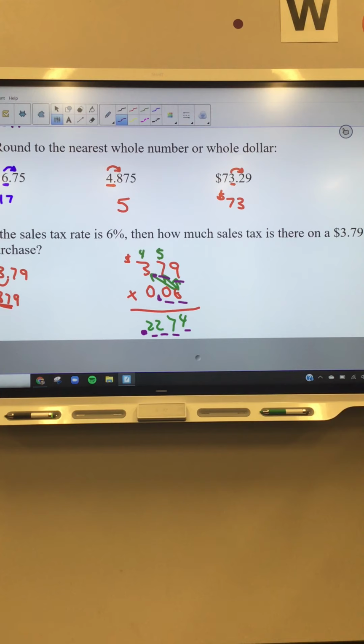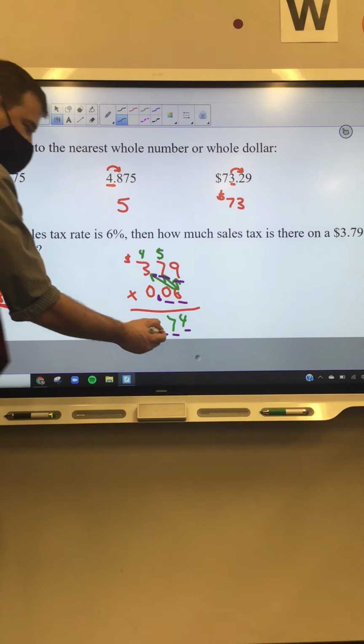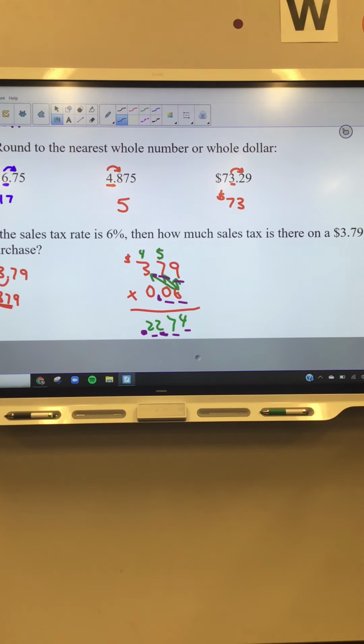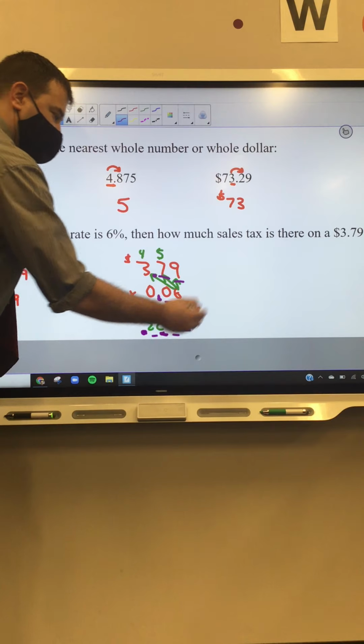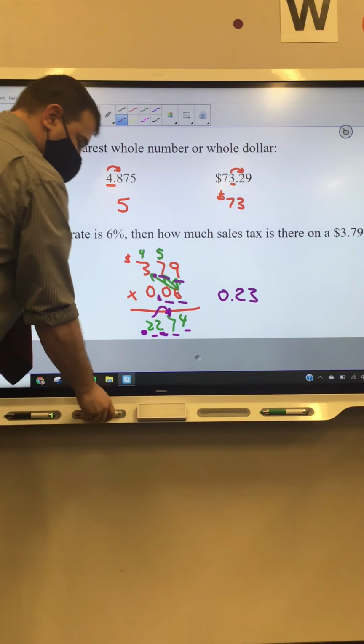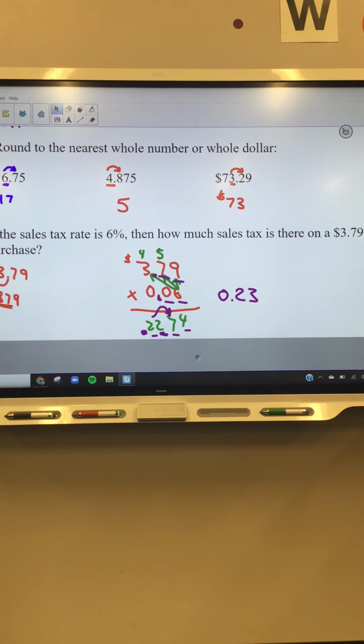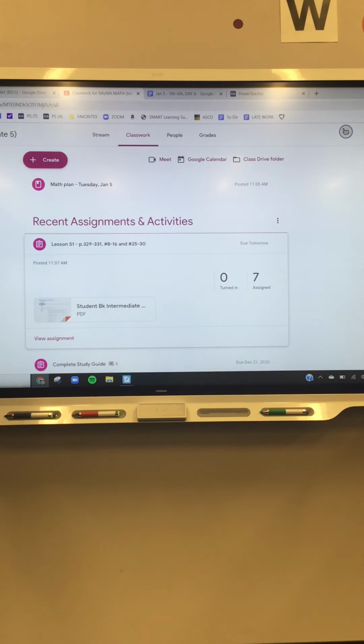Because I've got too many places, if I'm rounding it to the nearest cent, is it 22 cents or do I bump it up to 23 cents? Jenna? 23, because of this 7, right? So 23 cents is my sales tax on that. We kind of mixed what we had previously learned with the multiplication algorithm. We got a little bit of practice with that.